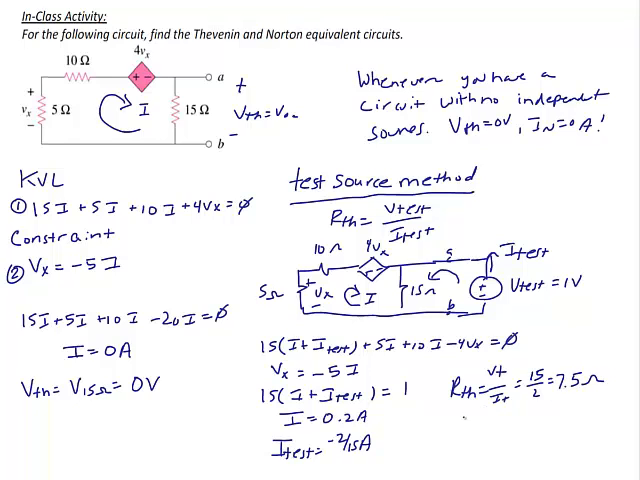Remember, we never put the negative sign for the current because we don't want a negative resistance. So for this example, the Thevenin and Norton equivalent circuit looks the same because it's just a resistor. So what you would draw is a 7.5 ohm resistor between terminals A and B.